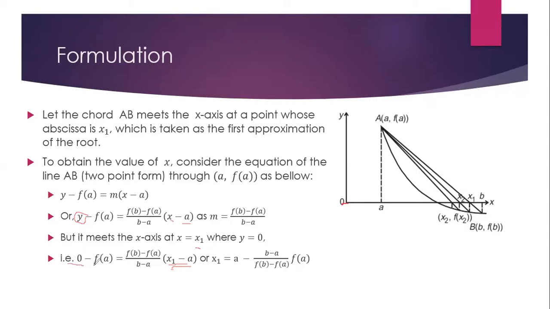So 0 minus f(a) is equal to f(b) minus f(a) by b minus a, into x1 minus a. So the value of x1, which is most important here, is equal to a minus (b minus a) by (f(b) minus f(a)) into f(a). This is the value of x1.